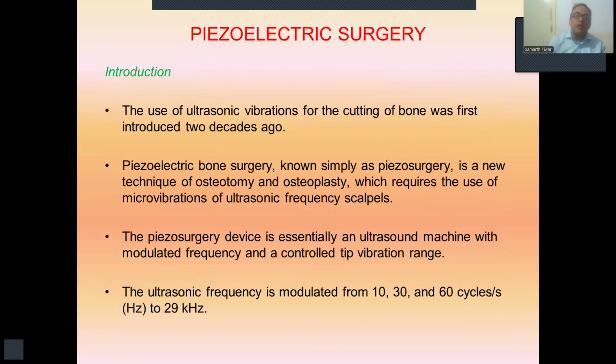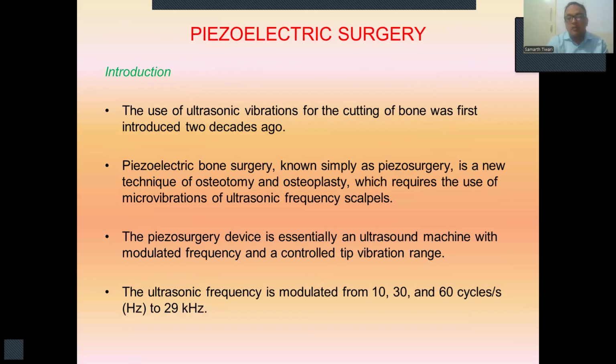Then we will come to piezoelectric surgery. What is piezoelectric surgery? Use of ultrasonic vibration for cutting of bone was first introduced 2 decades ago. Piezoelectric bone surgery, known simply as piezo surgery, is a new technique of osteotomy and osteoplasty, which requires use of micro vibrations of ultrasonic frequency scalpels. Piezo surgery device is essentially an ultrasound machine with modulated frequency and a controlled tip vibration range.